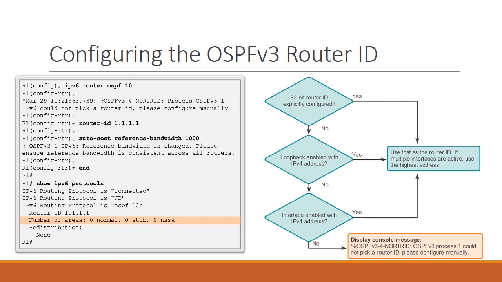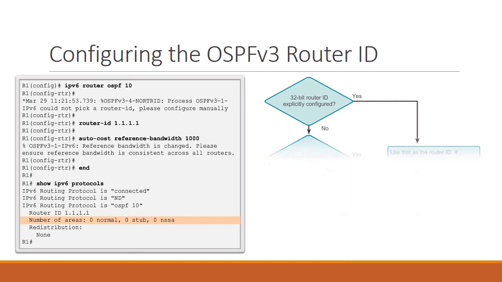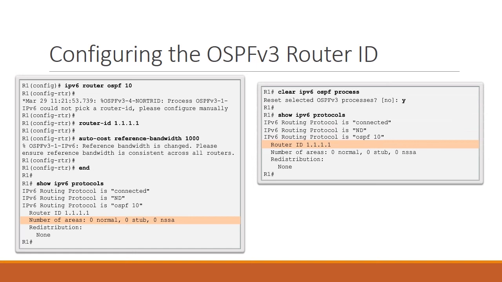Like OSPFv2, OSPFv3 uses an explicitly configured router ID first. If none is configured, then the router uses the highest configured IPv4 address of a loopback interface. If none is configured, then the router uses the highest configured IPv4 address of an active interface. If there are no sources of IPv4 addresses on a router, the router displays a console message to configure the router ID manually. To ensure that we correctly configured the router ID, we can use show ipv6 protocols.